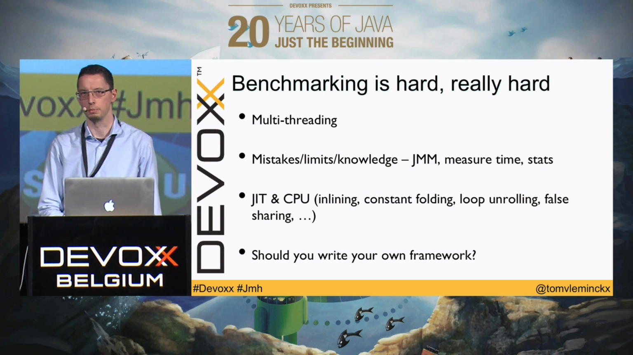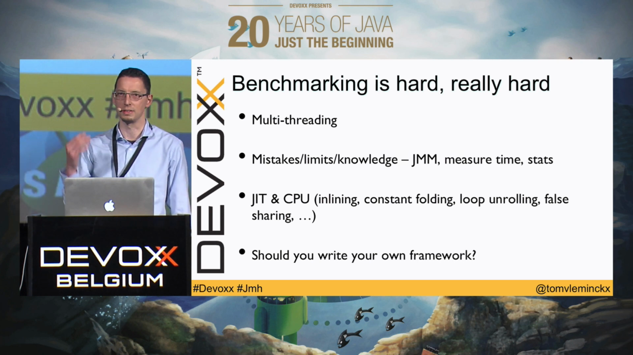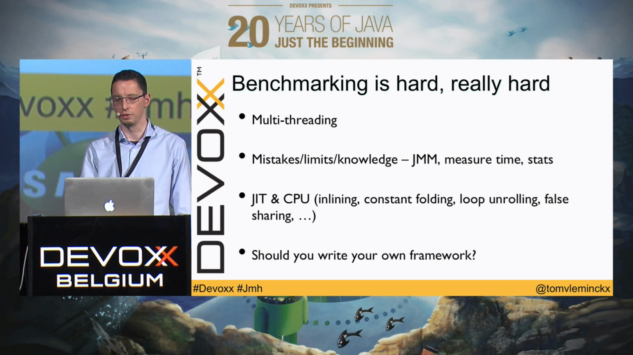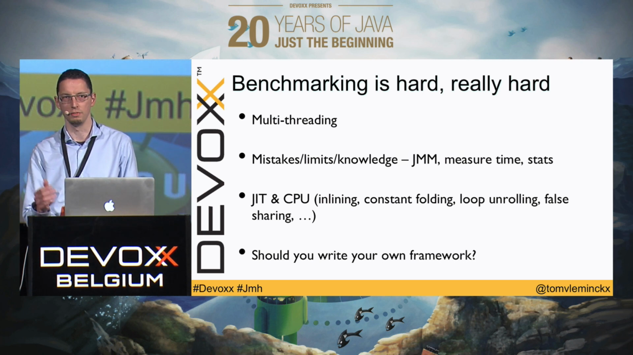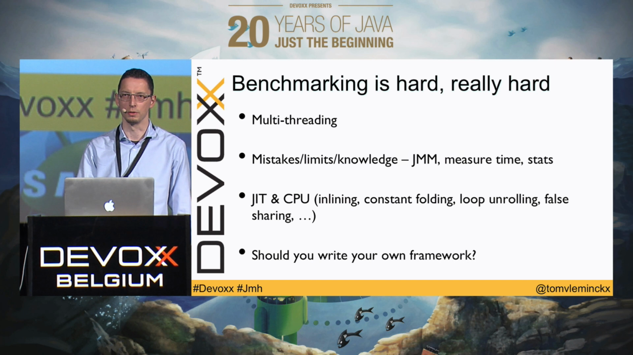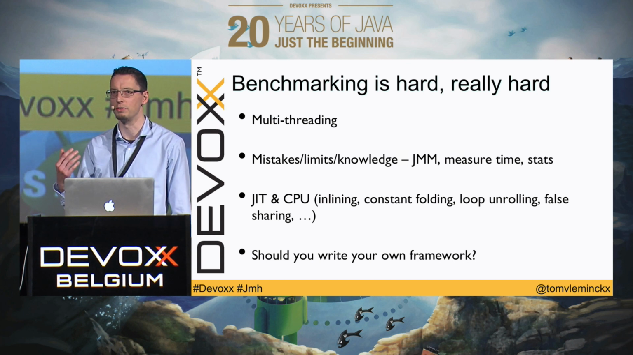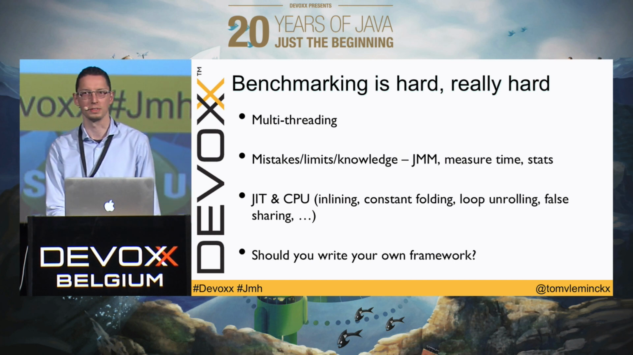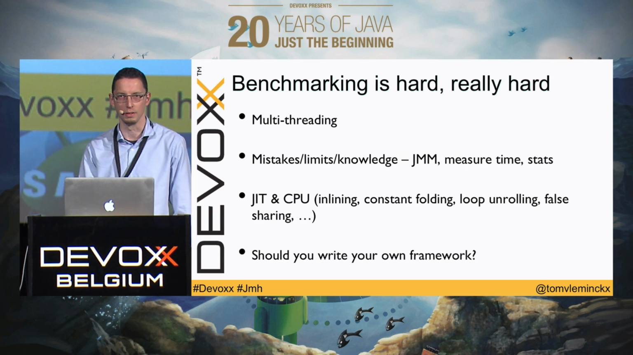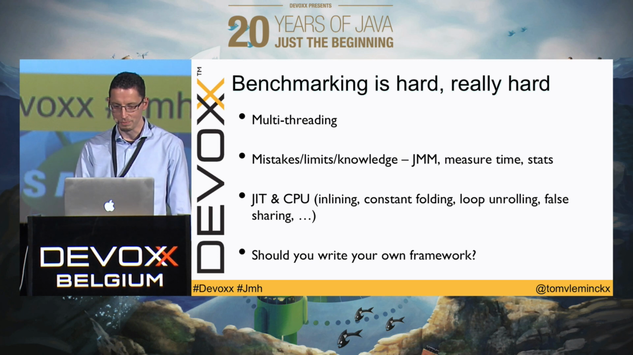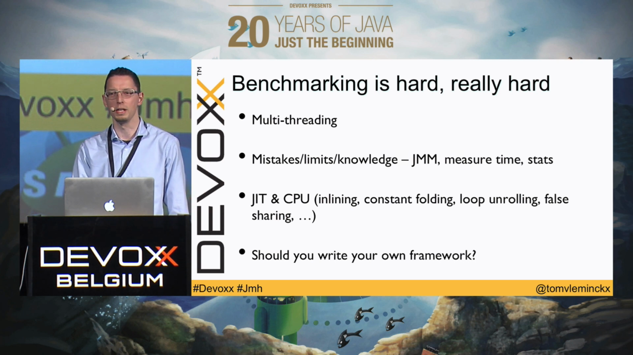I make mistakes because my brain has a limited capacity. I have not all the knowledge. Things that are difficult is multi-threading, always difficult. Those who say that it's not difficult, well, come and talk to me after the talk, because maybe you're a genius and you should work for us. The Java memory model, it's pretty complex.